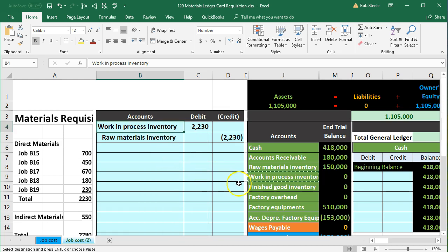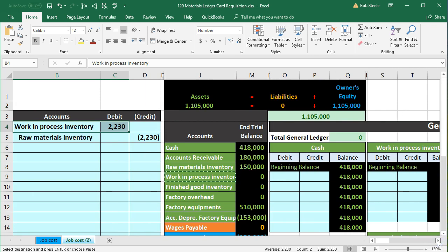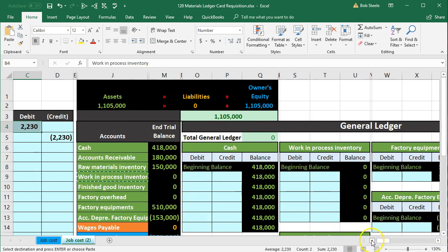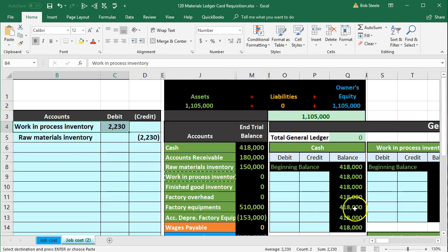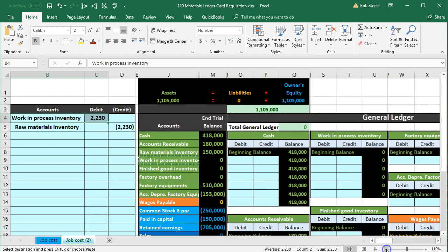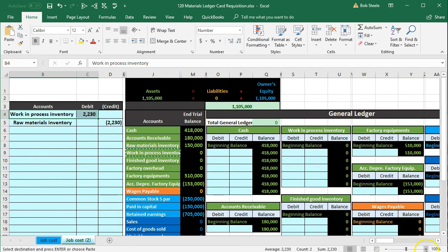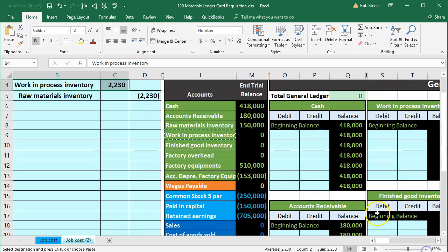Let's go ahead and record that to the general ledger. So we're going to go to the general ledger for work in process. It's going to be four accounts over, so it's going to be four accounts to the right as well. If I go to the right, here's work in process. I'm going to have to go back and forth on the screens a little bit. We could freeze the panes, or you could make the screen smaller so you can see more, but I'm just going to scroll back and forth here.